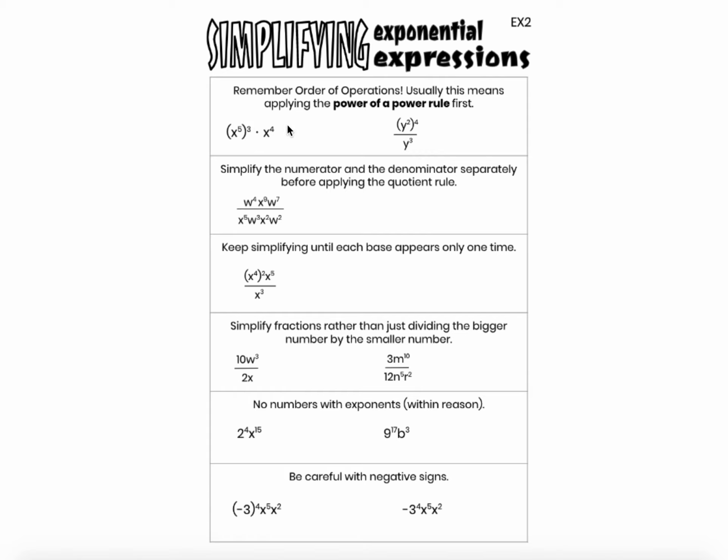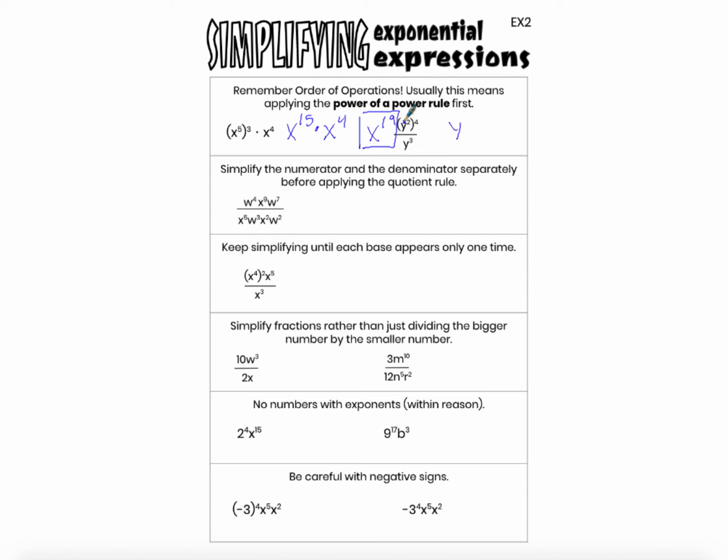So power rule first, x to the 5th raised to the 3rd power is x to the 5 times 3, x to the 15th, times x to the 4th. So power rule first, that's my exponent, and now I will multiply using the product rule. x to the 15th times x to the 4th, we add our exponents to get x to the 19th.